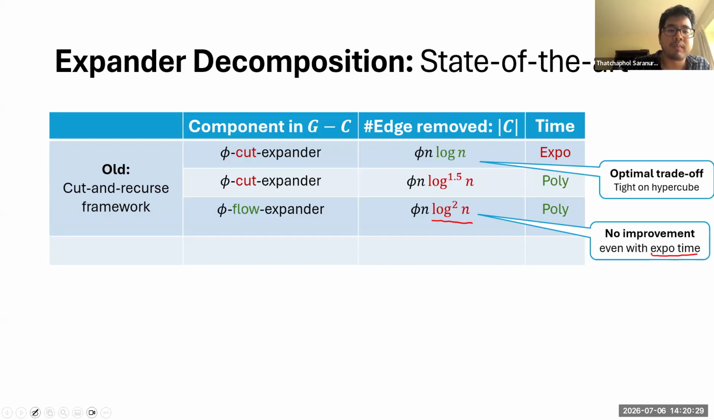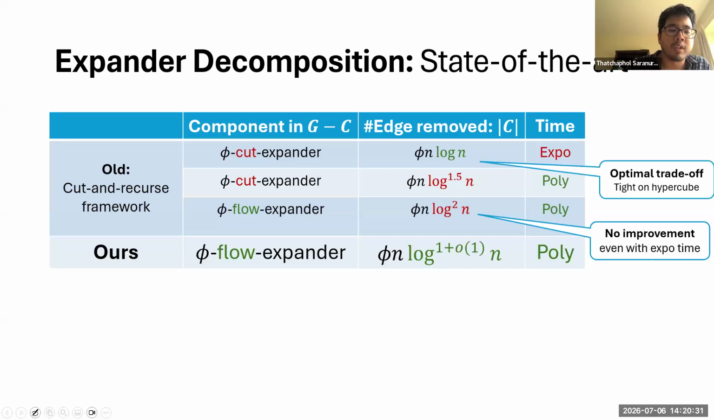So now our contribution is this. We show how to get flow expander decomposition. Remember, this is a bit stronger than cut expander decomposition, such that the number of cut edges is close to optimum, even close to matching this optimal bound here. Okay? And it's near optimum up to sub-polylogarithmic factors. The running time is polynomial too.